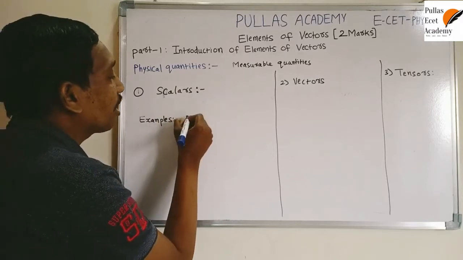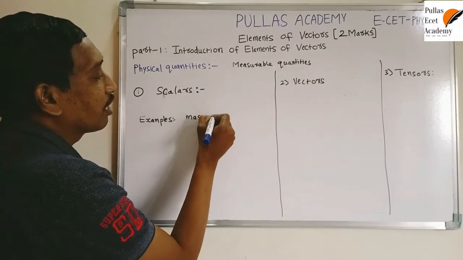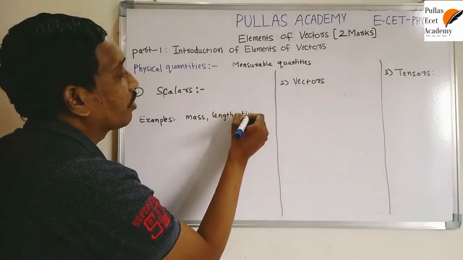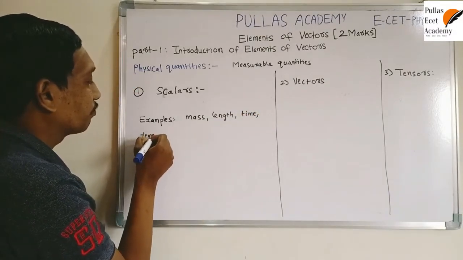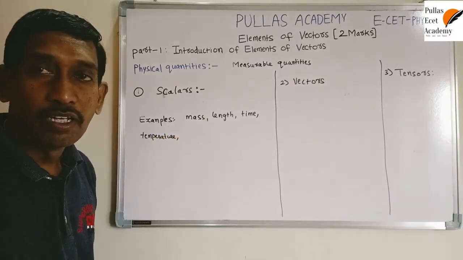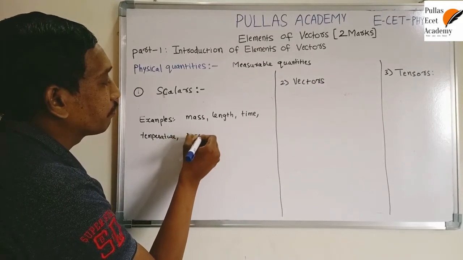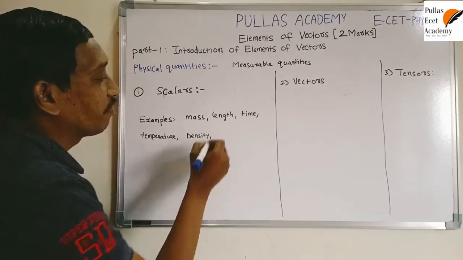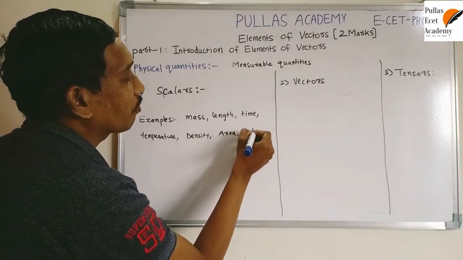Mass is a scalar quantity. Length is a scalar quantity. Time is a scalar quantity. Temperature is also a scalar quantity. Density is a scalar quantity. In the same way, area is also a scalar quantity, and volume is also a scalar quantity.